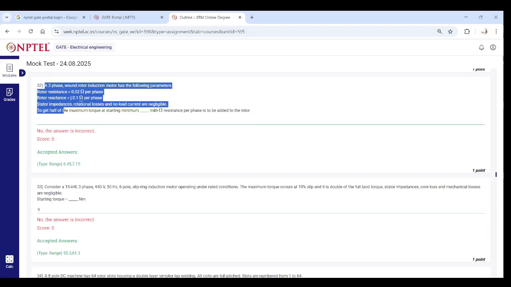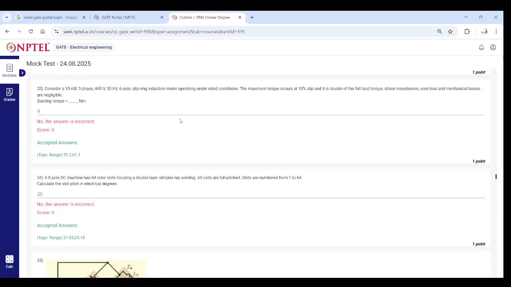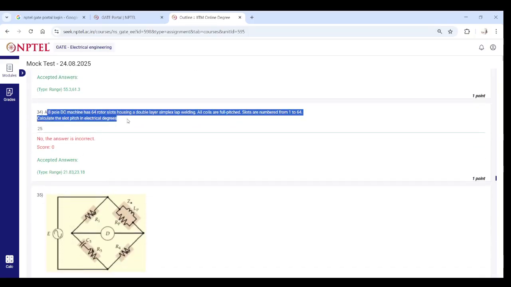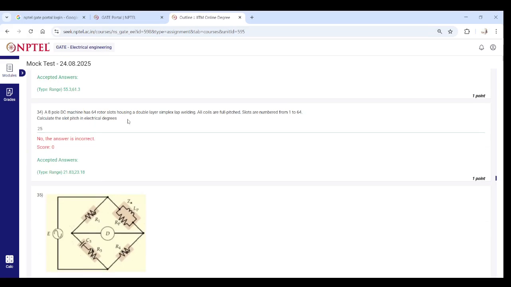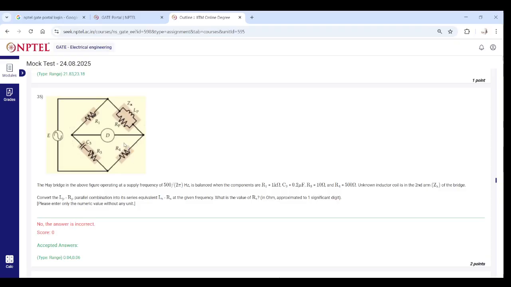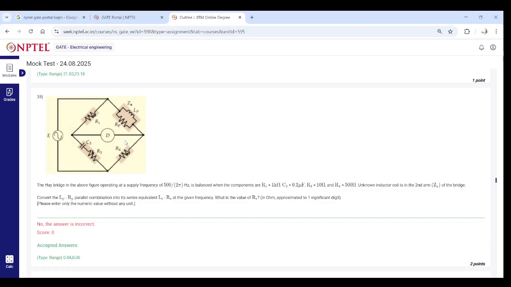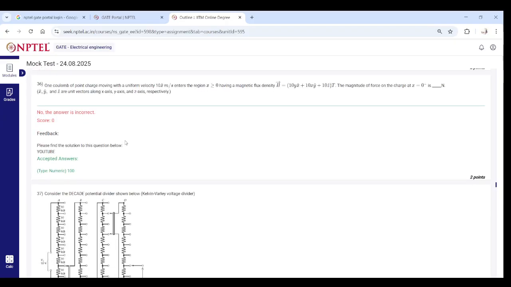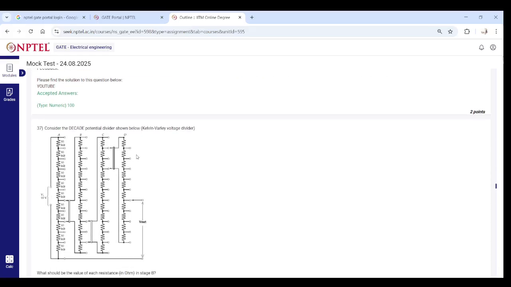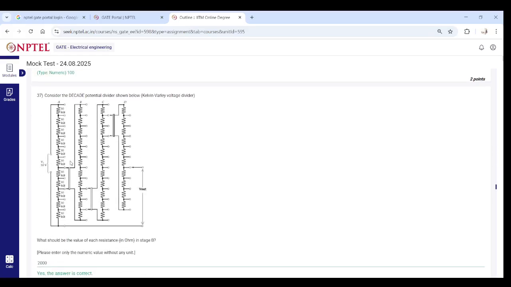This is another question related to rotor resistance. Here we can see AC motors, related to induction motors, slip ring induction motors. This one is related to DC machines. Here we can see the measurement questions, as we know, bridges. Next, this is related to the questions. Hint may be given. These are the questions we're preparing.